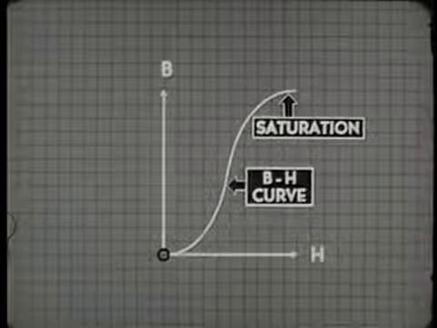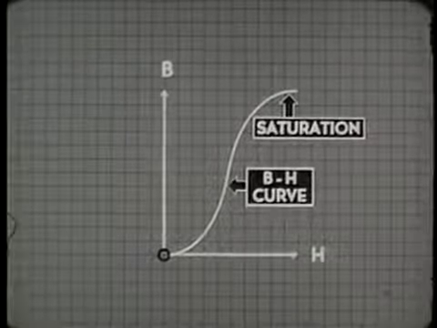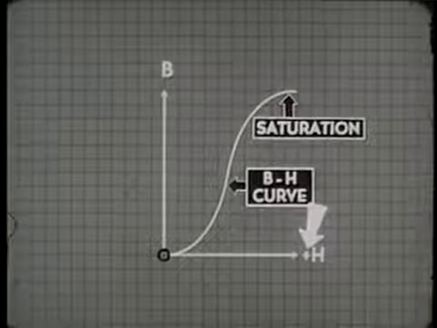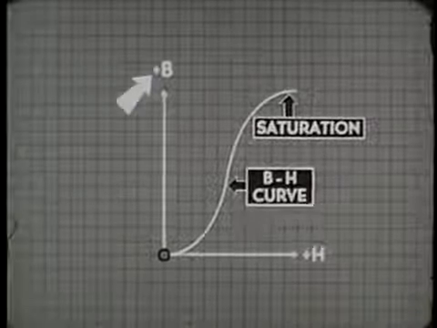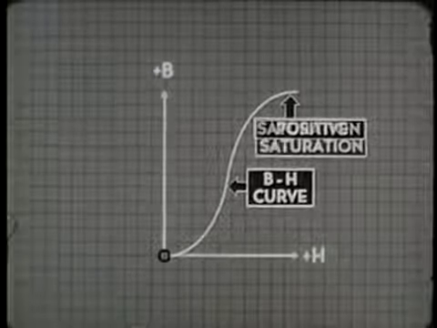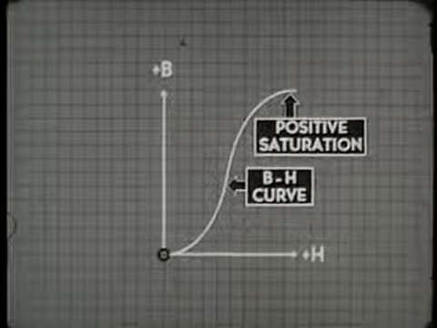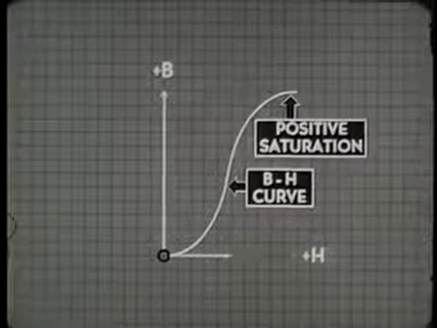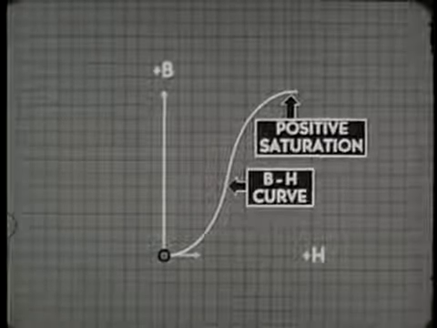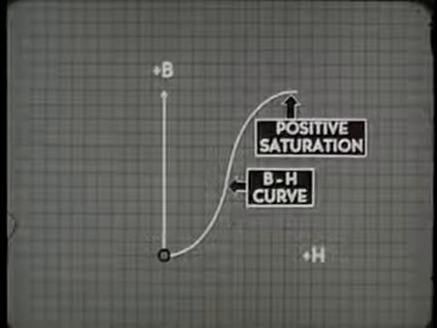This is the point of saturation. The core is holding just about all the magnetism it can hold. We've been applying a positive magnetizing force here, which produced a positive flux density and brought the core to a state of positive saturation. If we now reduce or stop the magnetizing force, for all practical purposes, there is no change. The core material retains most of its magnetism.